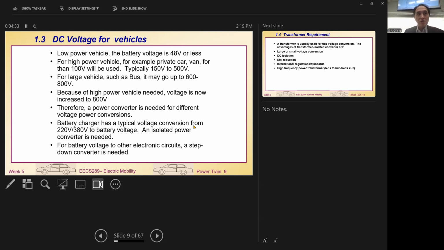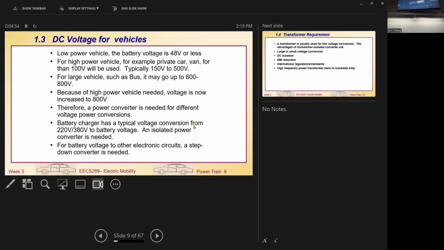Because of the 800 volt we're using, or other voltage, and my power point input voltage can be only 220, 380, or 120, then we do need a power conversion. For the international standard, we do need an isolated power converter to isolate for safety issues. Where the power point is here, we get the power.